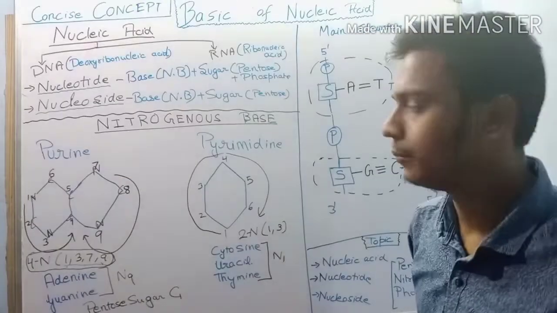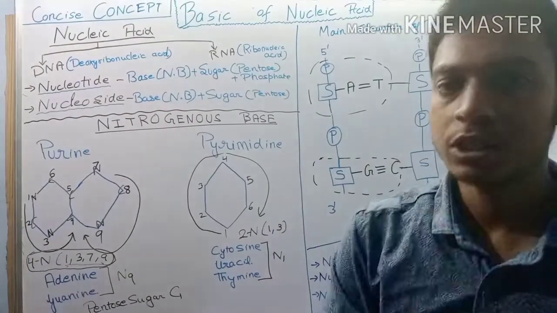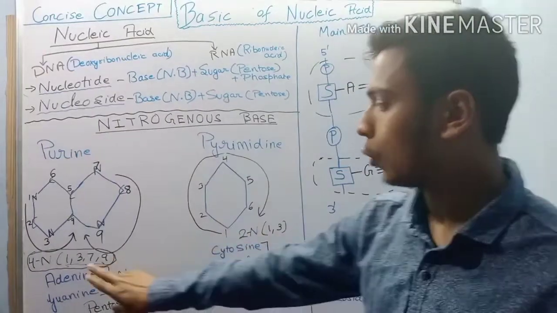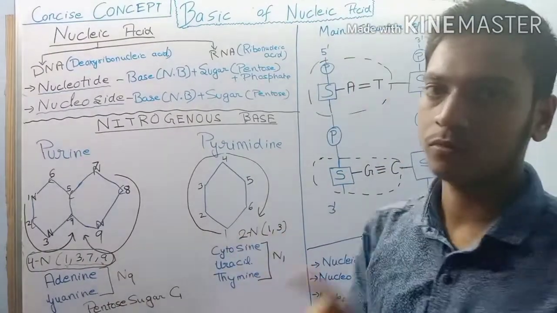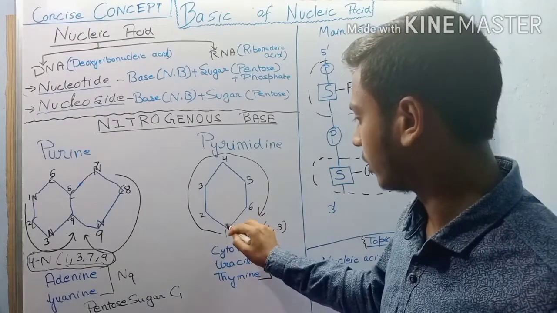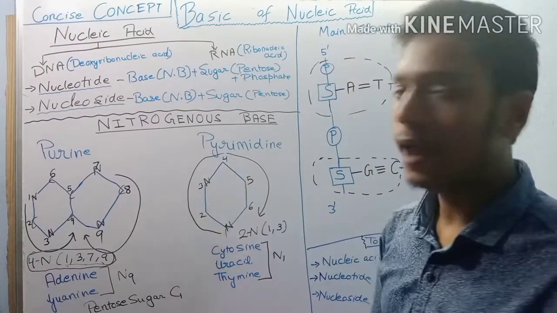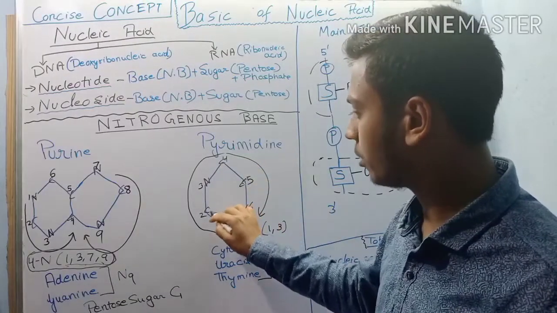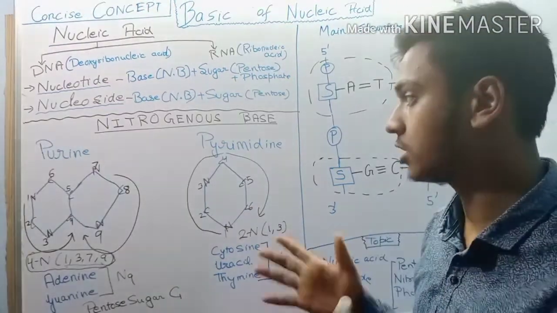So next is pyrimidine. In pyrimidine, only 2 nitrogen is present, and where, 1, 3. Here in purine 1, 3, 7, 9, and here 1, 3. Only two places nitrogen is present. So only 2 places, that is 1, 3. Here nitrogen is present and here. And in all other places carbon is present. So it is very easy to remember where nitrogen is present and where carbon is present.